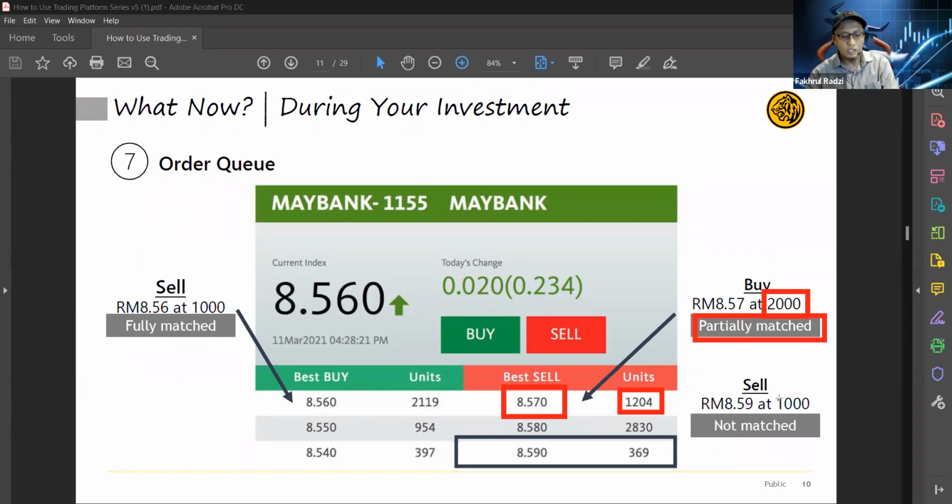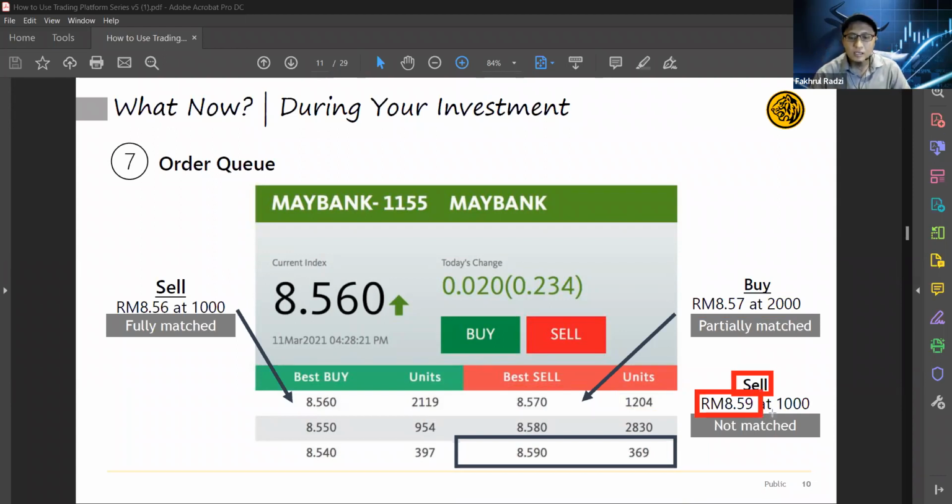All right. So if you key in the order to sell at 8 ringgit 59, but the current price is 8 ringgit 56, and you key in to sell 1,000 units at 8 ringgit 59 cent, there is no buyer to buy at your requested price. So definitely your order will not be matched.